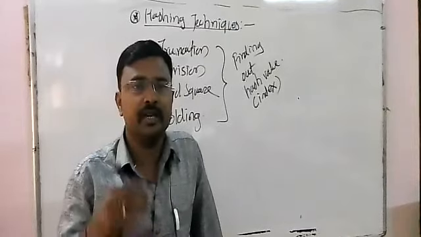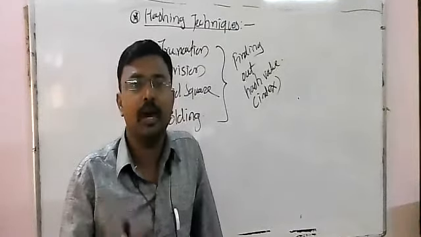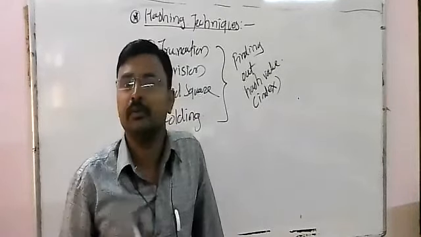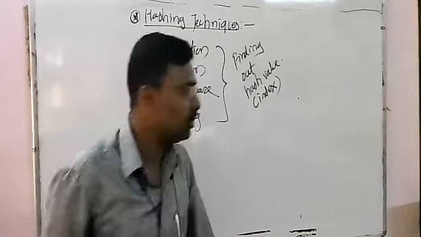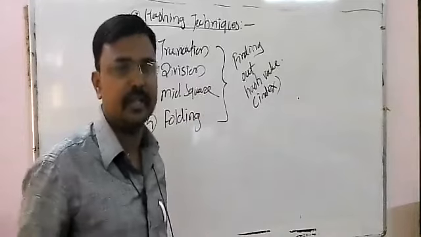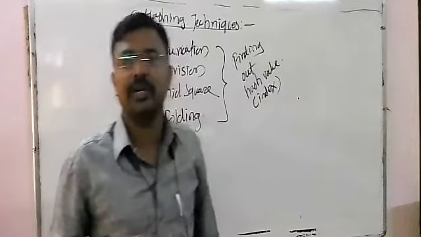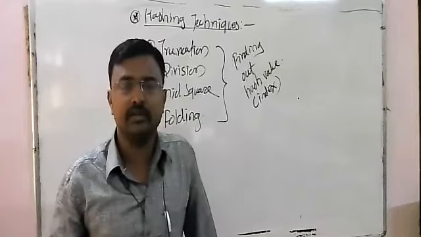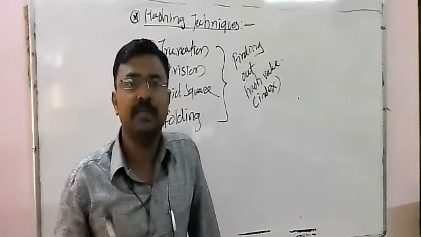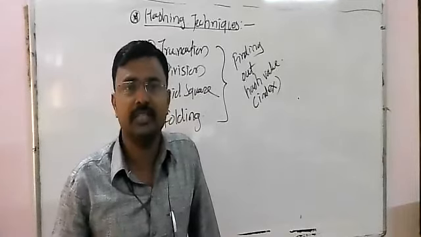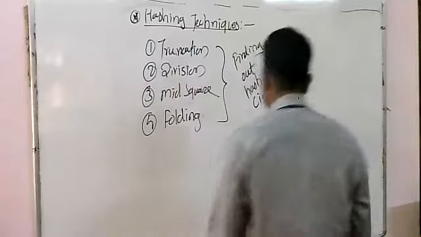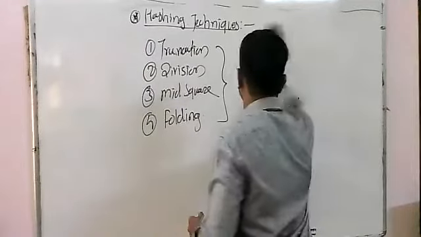Whenever you are using a hash table, you have to do some calculation. The first technique is truncation, which is also called extraction. Now, with the help of this technique, how can we store the element into your hash table? See, the first technique is truncation.